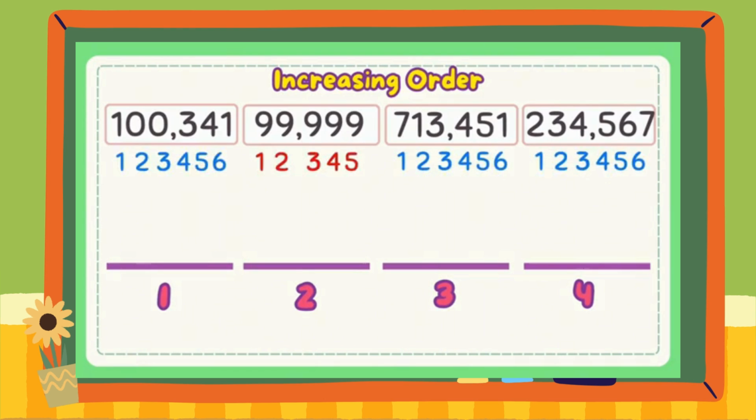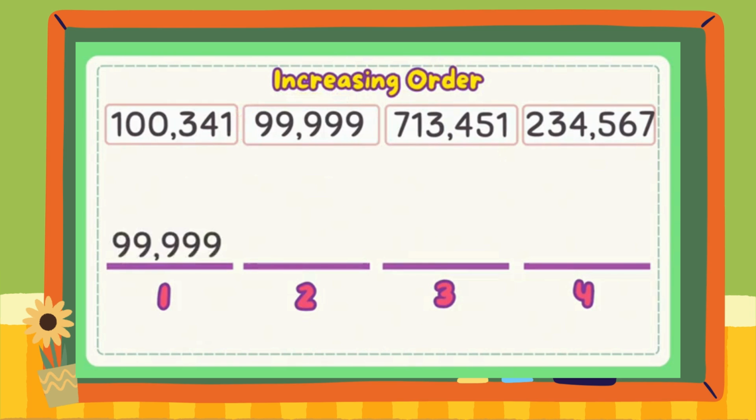Let's count all the digits in a number. Since this number has only 5 digits, that means this is our number 1. Let's compare the 3 remaining numbers. Since they all have 6 digits, let's compare the highest place value digits. We have 1, 7, and 2.